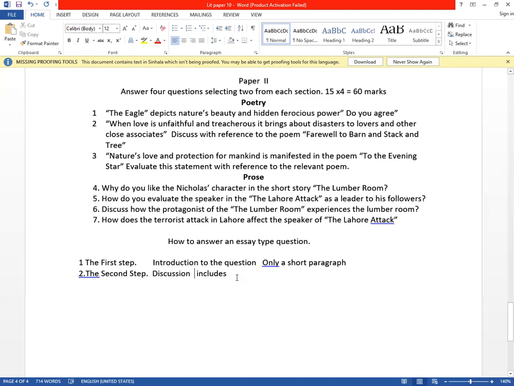Written to the point. Please underline that part. Underline this part. This is very important.